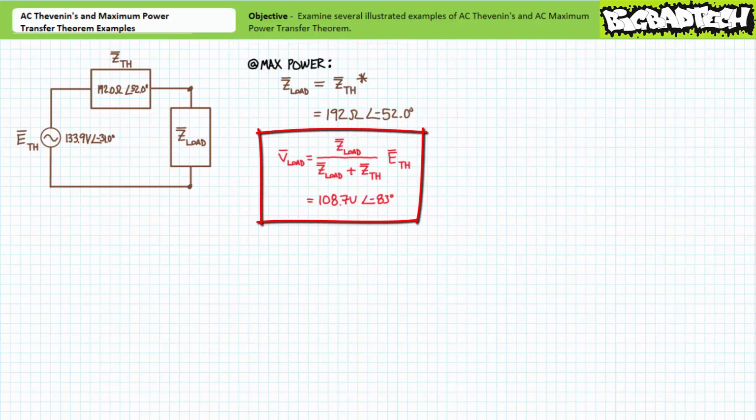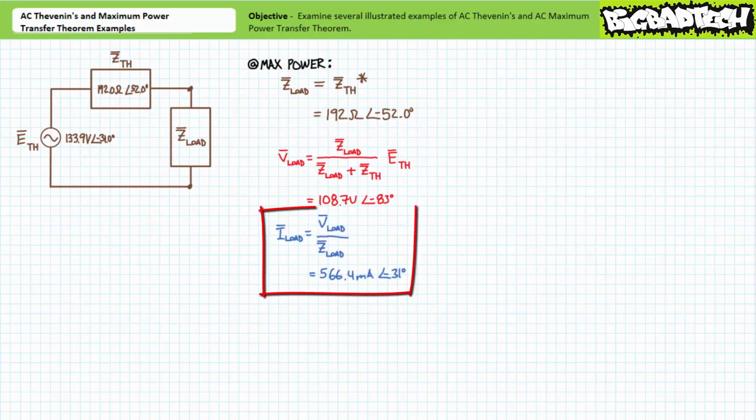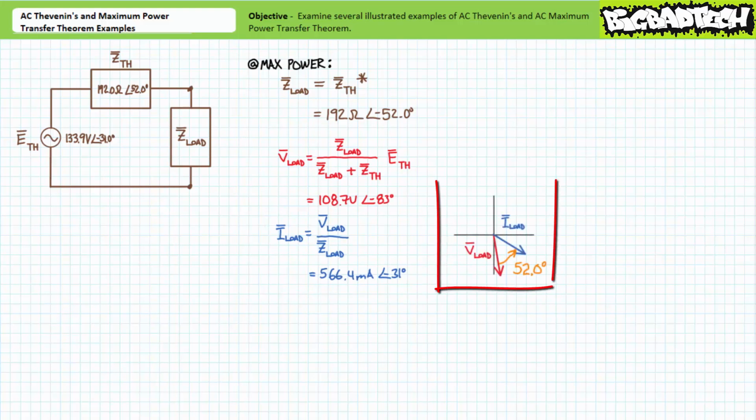An application of the AC voltage divider rule suggests voltage across the load at maximum power conditions is 108.7 volts at an angle of negative 83 degrees. A subsequent application of Ohm's law suggests current through the load at maximum power conditions will be 566.4 milliamperes at an angle of negative 31 degrees. A phasor diagram illustrates current through the load leads voltage across it by a relative 52 degrees.